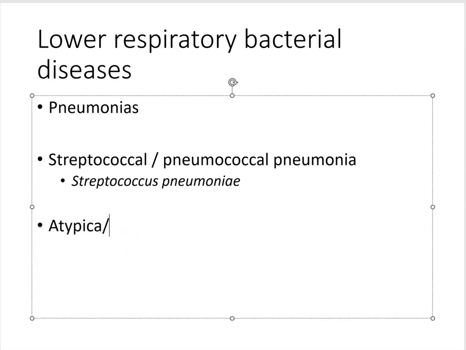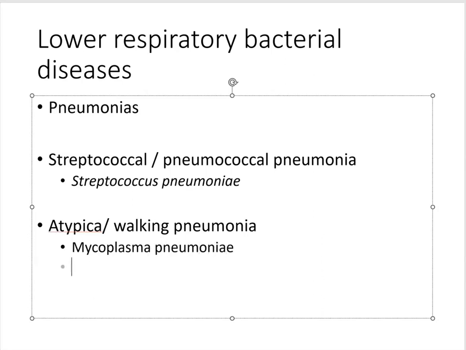Atypical or walking pneumonia is caused by Mycoplasma pneumoniae, which has no cell wall. That means these cells are not very durable in the environment, but they're plenty durable inside a human, where our own cells have no cell walls.